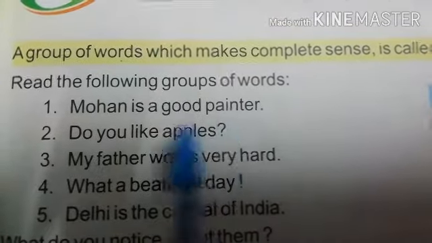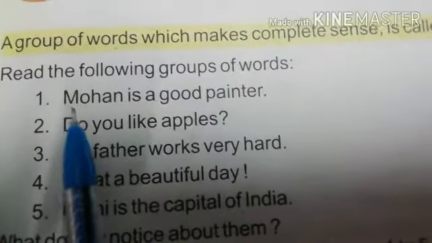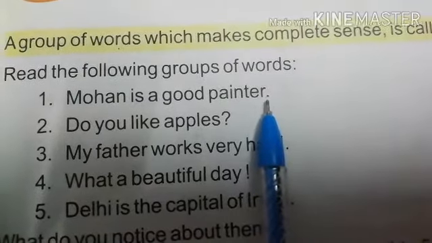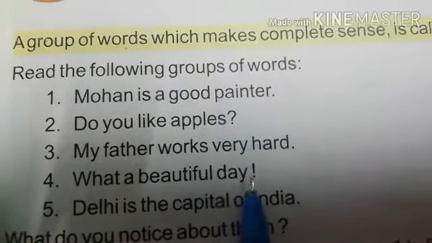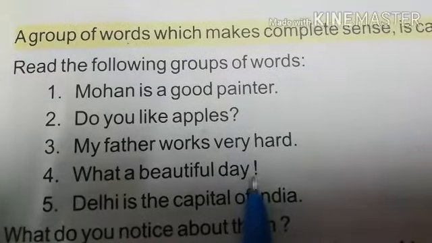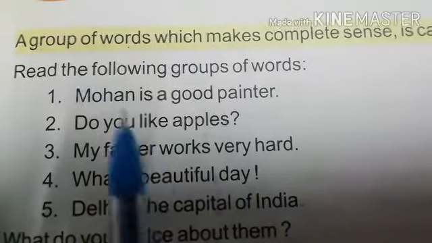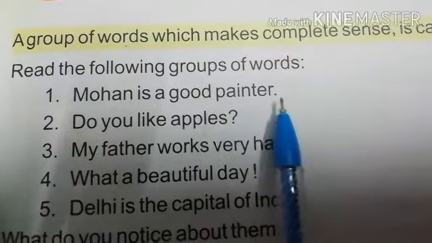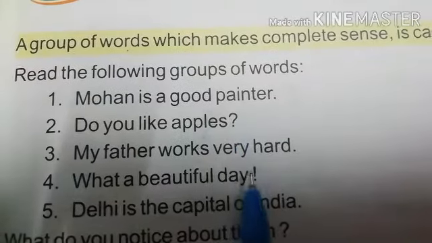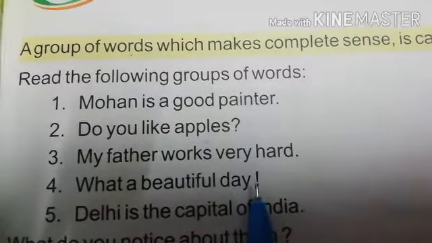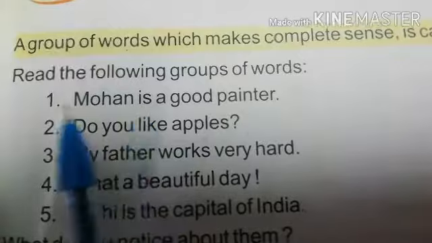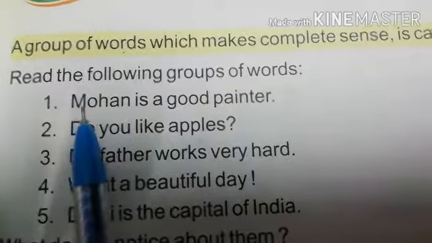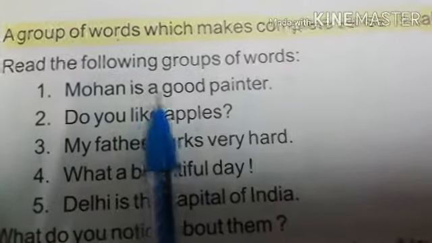One more thing you have to keep in mind. A sentence always begins with a capital letter and ends with a full stop, question mark or an exclamatory mark. Always keep it in your mind, children. Mohan is a name, it's a proper noun. So you can say, okay ma'am, Mohan is a name, a proper noun. So a name always begins with a capital letter, in between the sentence also.